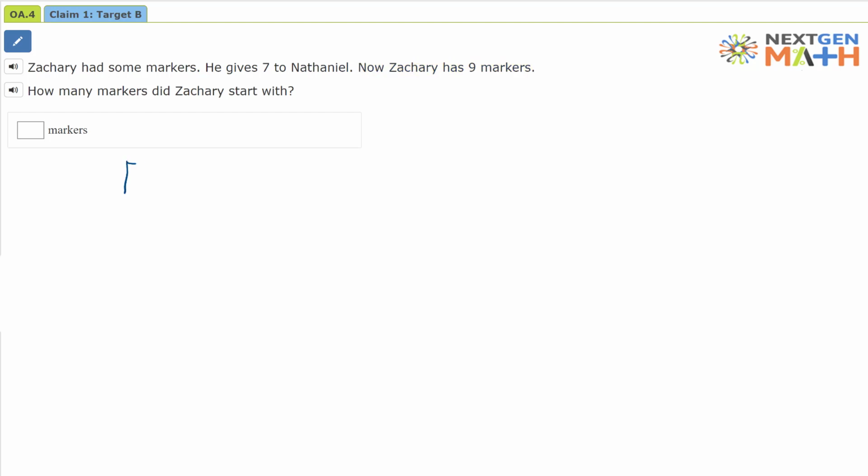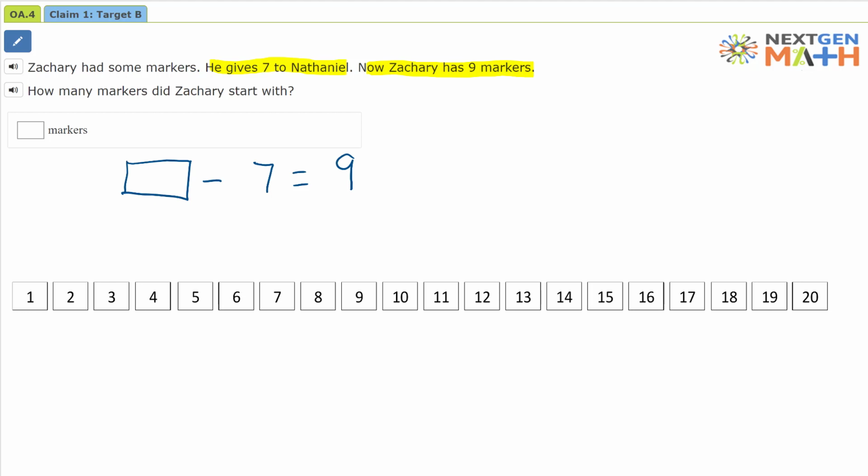So Zachary started off with some markers. We don't know how many. But the problem says this: he gives 7 to Nathaniel. So he gives 7 to Nathaniel. Now what happens? Now Zachary has 9 markers. Zachary ends up with 9 markers.